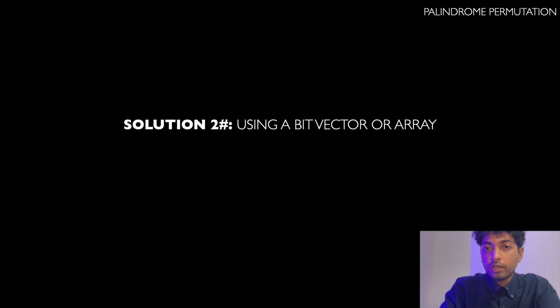Solution 2. Using a bit vector. An alternate approach is to use a bit vector. Here, we can use a bit mask to keep track of which characters have been seen an odd number of times. If only one bit is set in the bit vector at the end, the string can be rearranged into a palindrome. Here's the implementation of it.